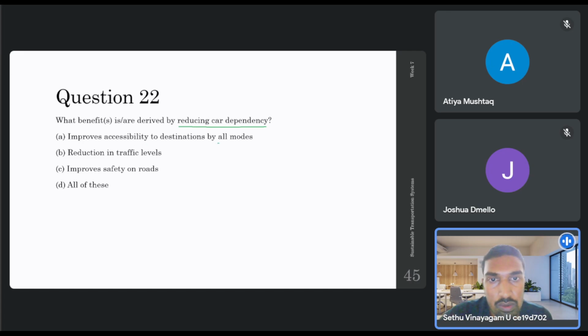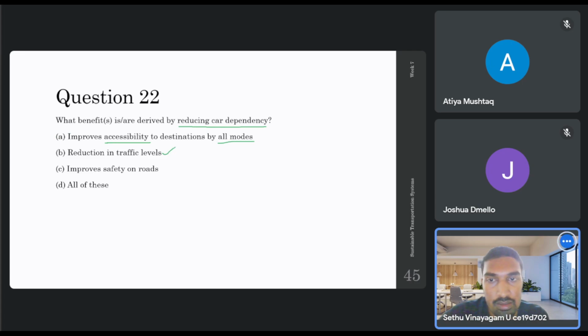So all the other modes will also be improved, right? Because the other facilities have to be improved, only then will the car dependency come down, right? So if the buses and the trains are running well, provide convenient, comfortable journeys, running at good frequencies, then only will people move from cars to these modes, right? So therefore this improves the accessibility to all destinations by other modes, right? That will be one of the benefits that we'll be getting. Another is reduction in traffic levels, right?